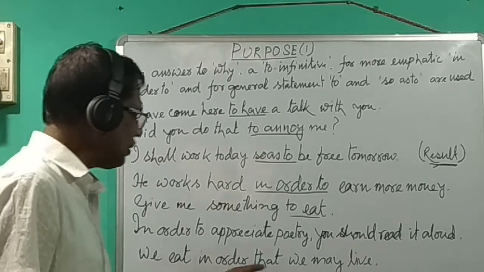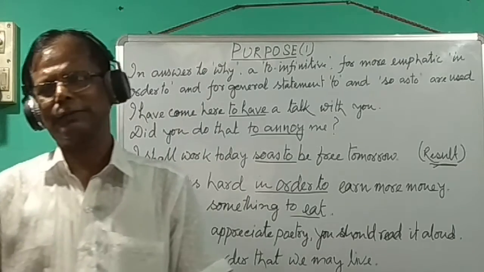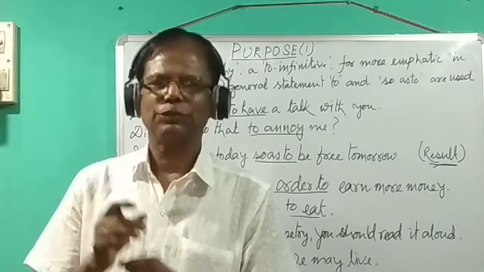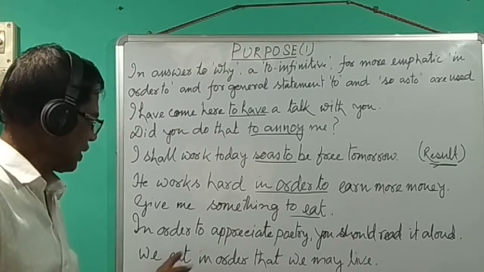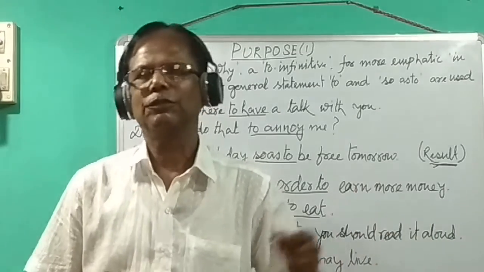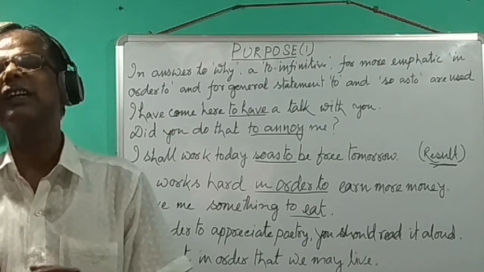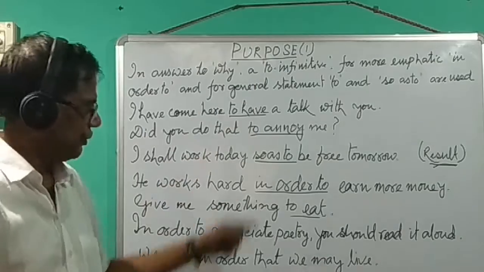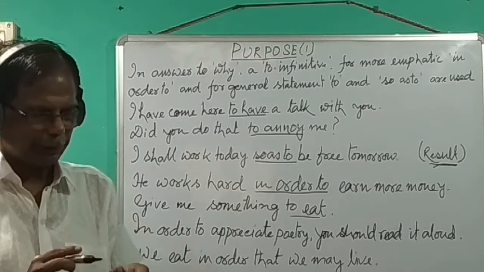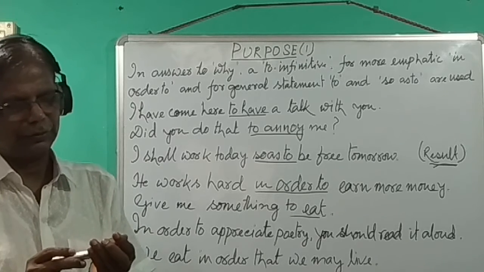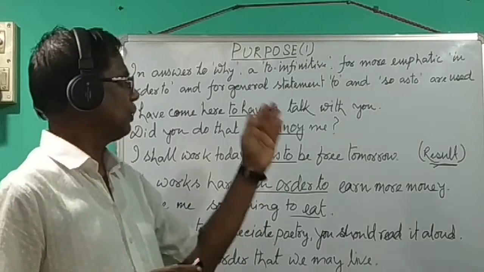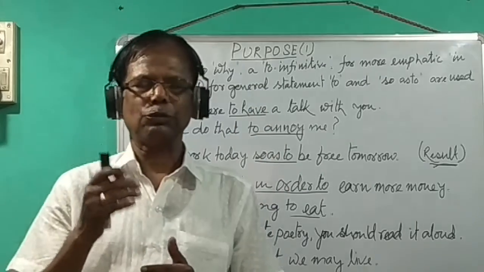We eat in order that we may live. Purpose. We want to live. That's why we eat. We eat in order that we may live. The purpose of eating. So in these ways, we can express purpose. So this is part one, purpose. We shall proceed to part two.